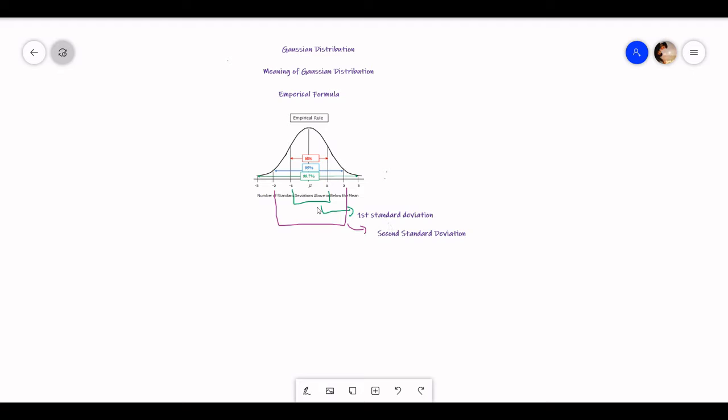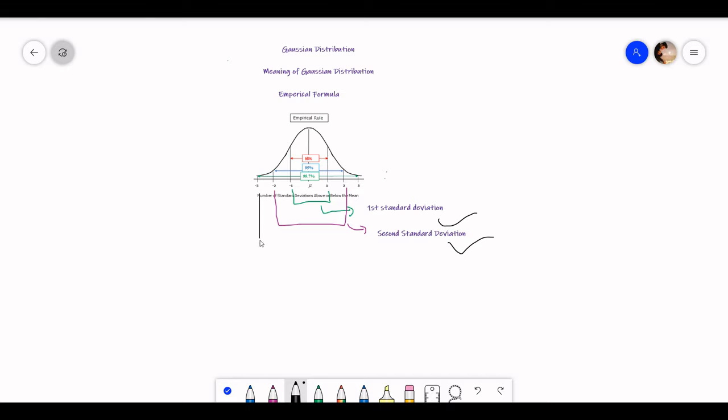This is known as our first standard deviation, and this is known as our second standard deviation, and this is our third standard deviation.